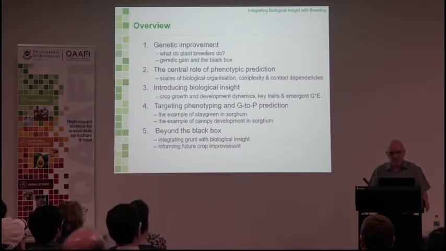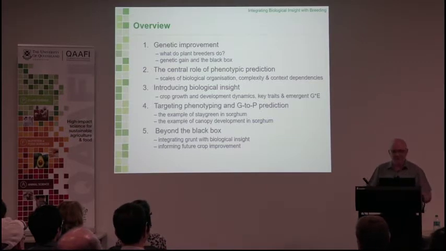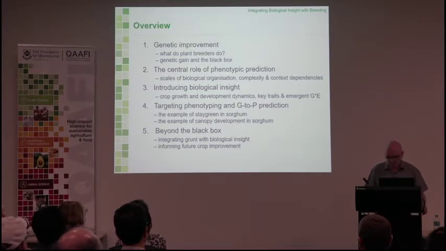And I'll give a couple of examples that use different aspects of that. And then I just want to finish up with a little bit about how do we go beyond this black box. And I think there are some really exciting things happening that can integrate the blunt grunt of statistics and mathematics with biological insight. And that can be used to inform approaches to future crop improvement, and I think that's already happening.